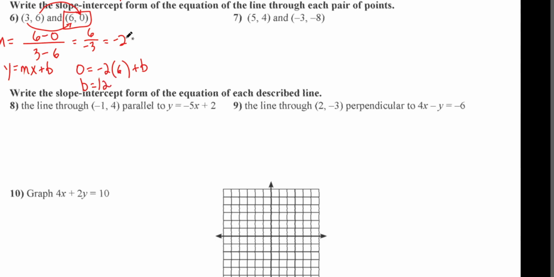Okay? Now this one, do I have to put this in standard form? Nope, because what does it say? Write the what? Slope-intercept form. So once I put it in slope-intercept form, I'm finished. And look, I got a slope, I got a y-intercept, I just put them together, and bang, I got an answer. Here we go. Y equals negative 2x plus 12, and that's your answer. It's as easy as that.